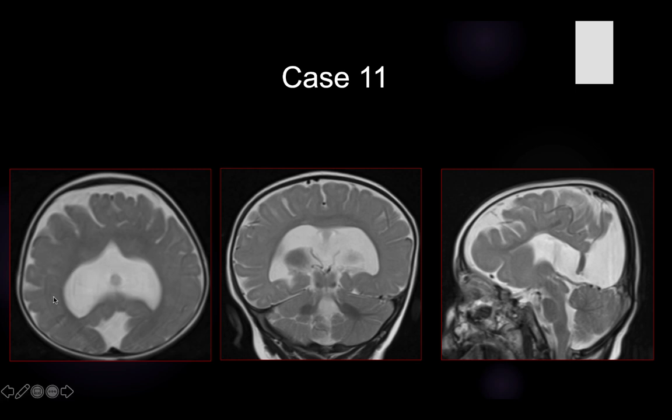This pattern of configuration of the ventricular system is a spot diagnosis for the semilobar type of holoprosencephaly. You should remember this pattern very well. This is very classic for the semilobar type of holoprosencephaly. And the other associated findings, as we mentioned, occur in any type of holoprosencephaly.